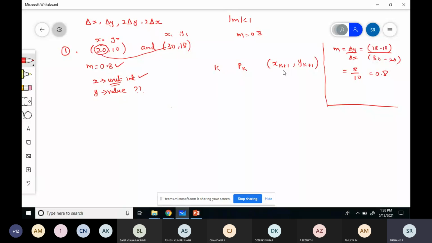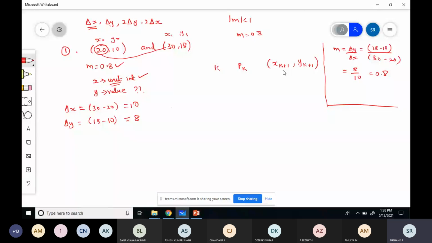Now, what is the first step? Already I have calculated M. After that I have to calculate delta x. Delta x is the difference between the x terms, that is 30 minus 20, so delta x will be 10. Delta y will be the difference between the y terms, that is 18 minus 10, which will be 8.